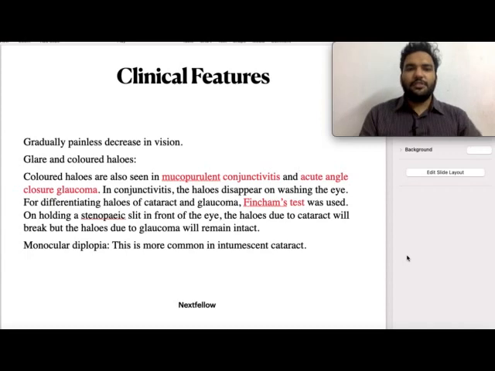So the clinical features will be gradual painless decrease in vision. We will be enumerating gradual painless, gradual painful, sudden painless, sudden painful decrease in vision. That is very important for you to know. We will talk about that in a separate topic.